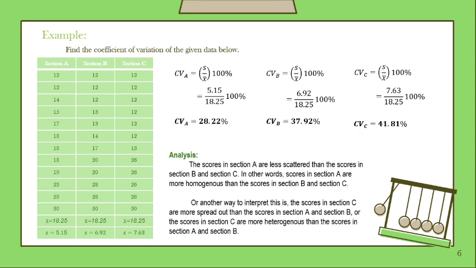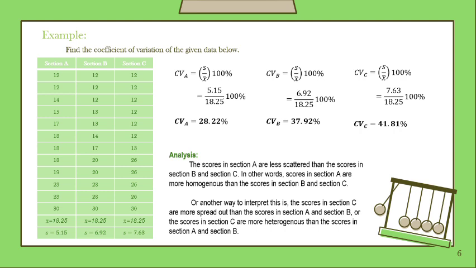Ang mean nilang tatlo is 18.25, and ang standard deviation ng section A is 5.15, ang standard deviation ng section B is 6.92, at ang standard deviation ng section C is 7.63. So, kunin natin yung coefficient of variation nilang tatlo.